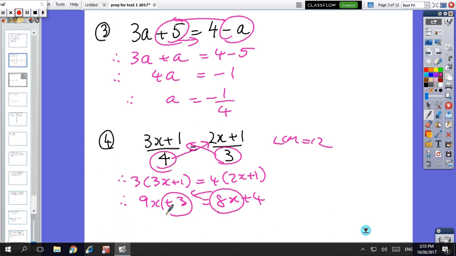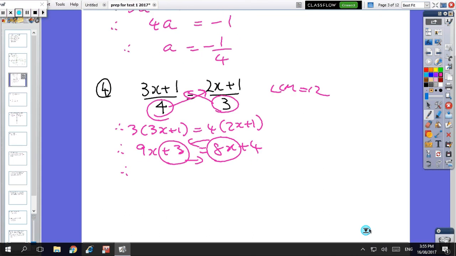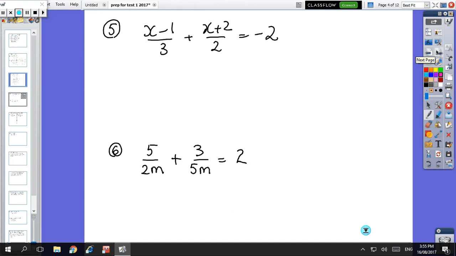X is this way, numbers that way. So I've got 9x minus 8x equals 4 minus 3. So x equals 1. Okay, let's move on. Okay, so a couple of harder questions, equations, and when you're ready, go. And come back when you're ready.